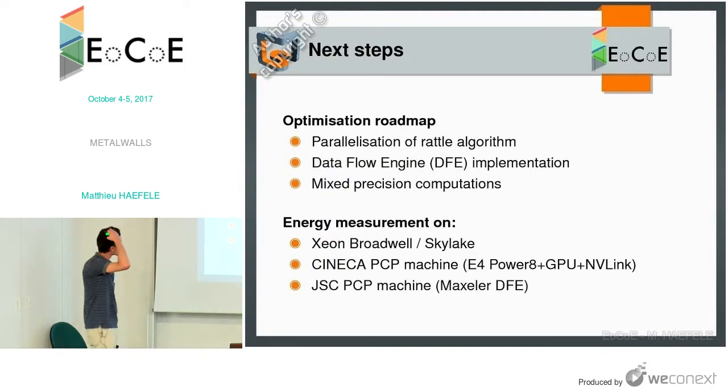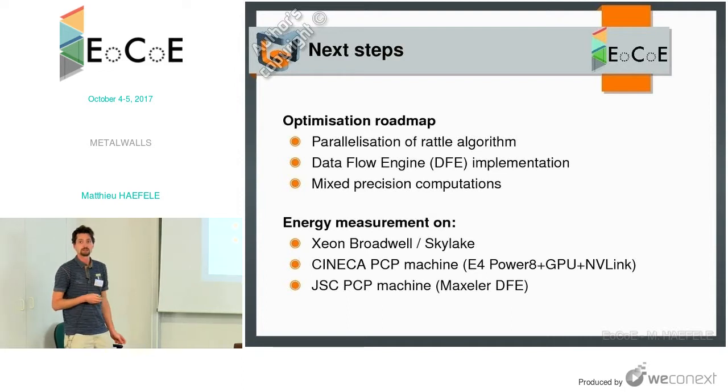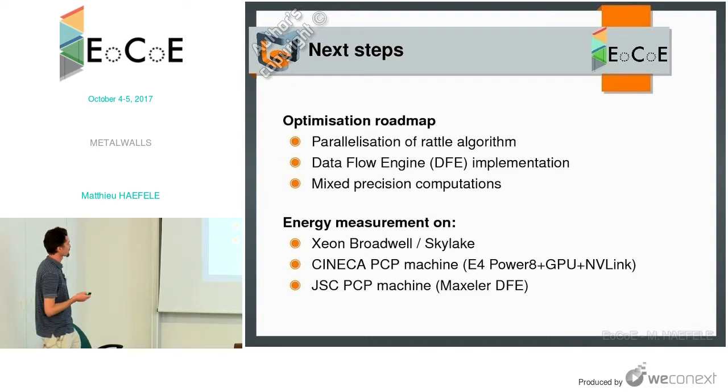So the next steps are the following. This RATTLE algorithm that is still serial, we would like to put it in parallel, so as to push the scalability a bit. I think we have to communicate a lot, so we will not scale that far, but still, it's improving. We are currently working on a data flow engine, so that's an FPGA implementation. With my colleague, I'm quite excited by that. We are almost done. At least it works in the simulator. Now we want to really run it on a real chip.